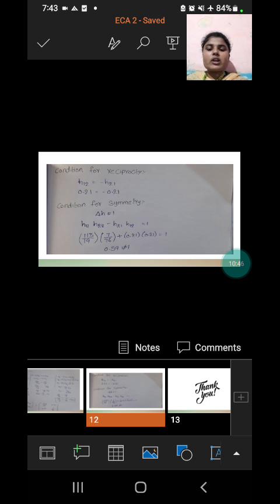Delta H equals 1. H11 H22 minus H21 H12 equals 1. H11 is 113 by 19 and H22 is 7 by 76. Here H21 is minus 0.21, so we write plus 0.21 into 0.21 for H12, equals 1. When we calculate, we get 0.59. So this is not equal to 1. So these are the H parameters.